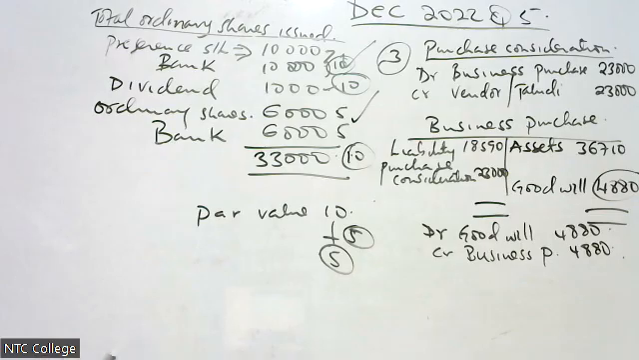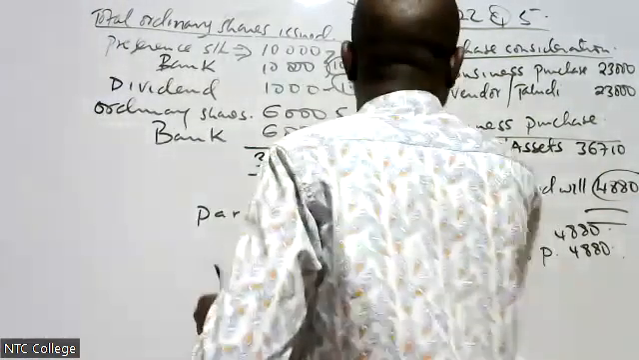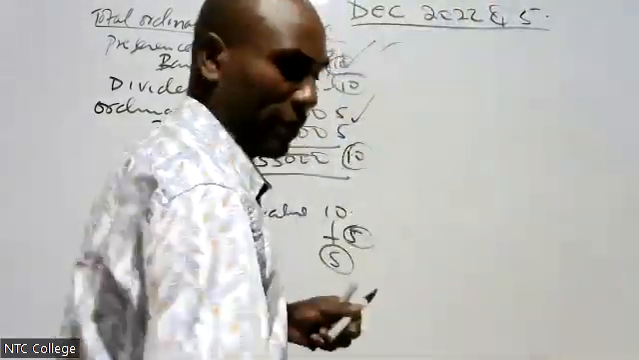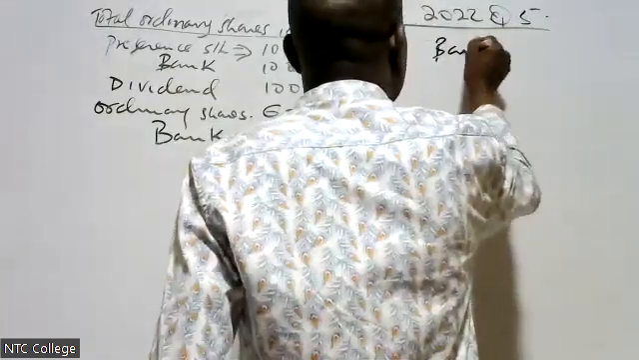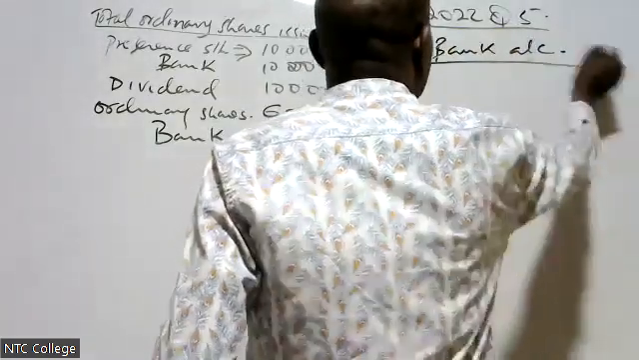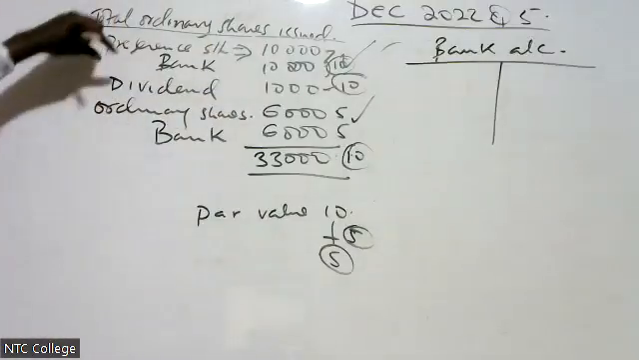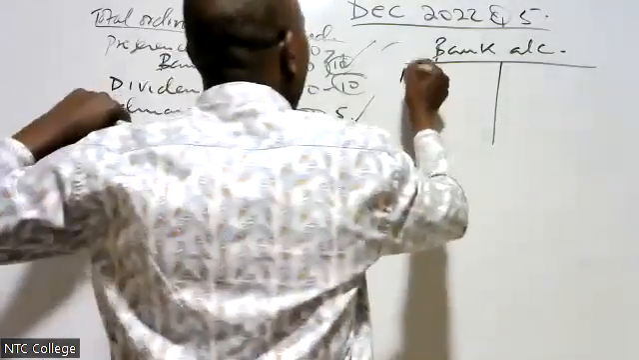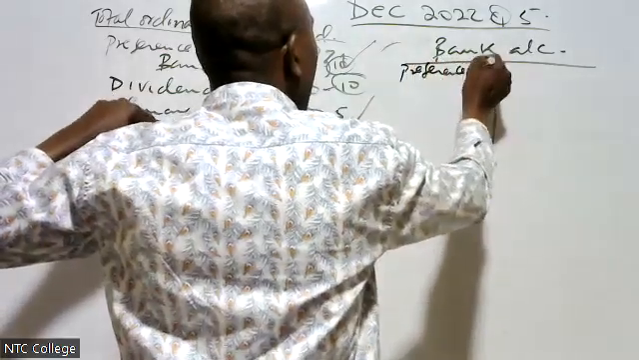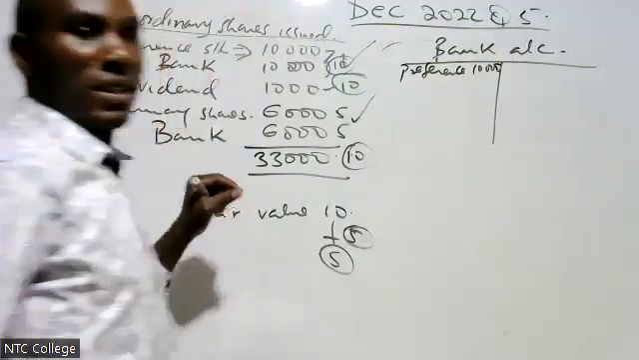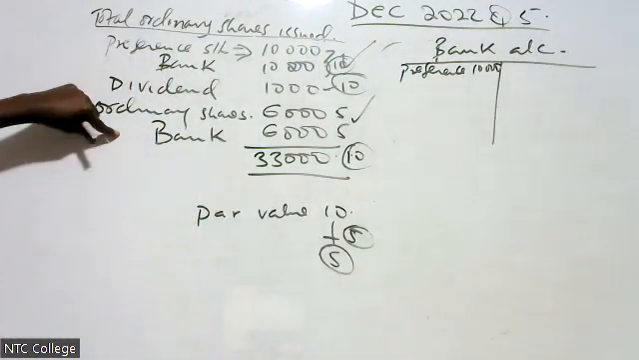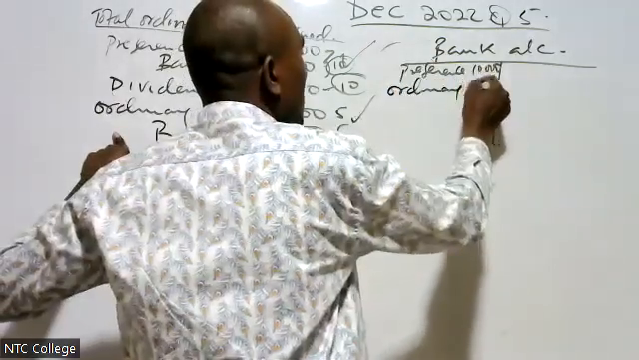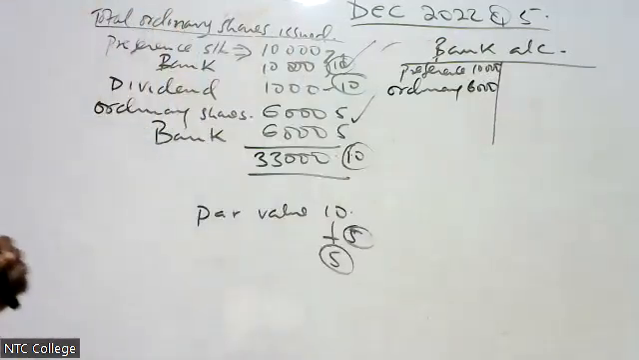Therefore, remember, we are going to create a bank account. In this bank account, we are going to receive money from preference shareholders to make their shares fully paid. Preference have given me 10,000. Ordinary shareholders have given me 6 to make their shares fully paid. I'm receiving money from them.